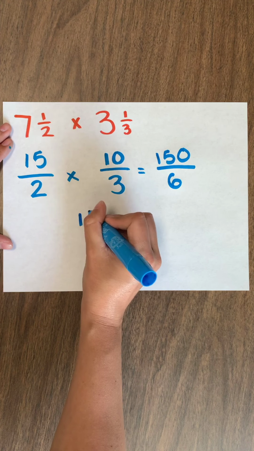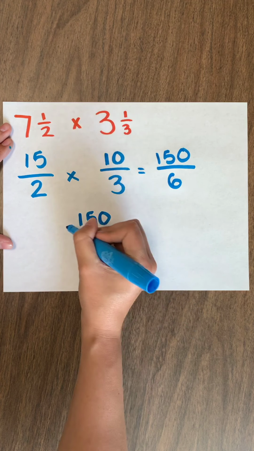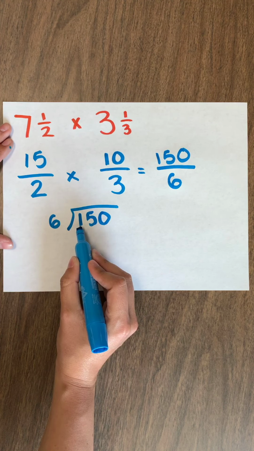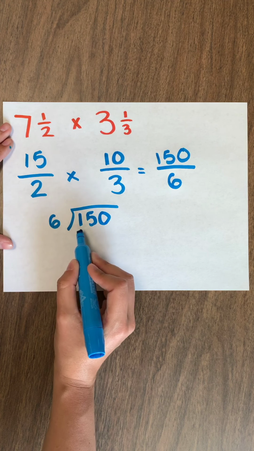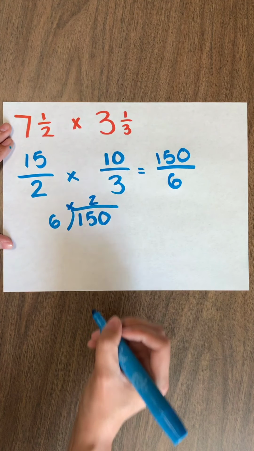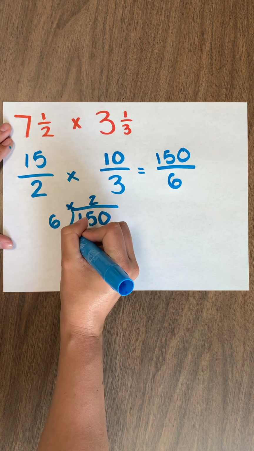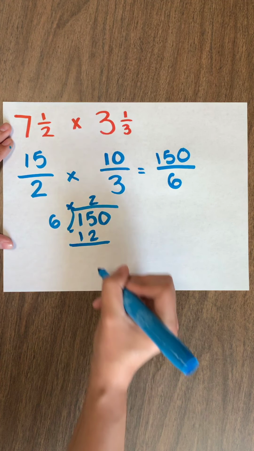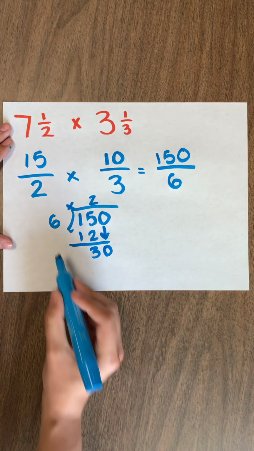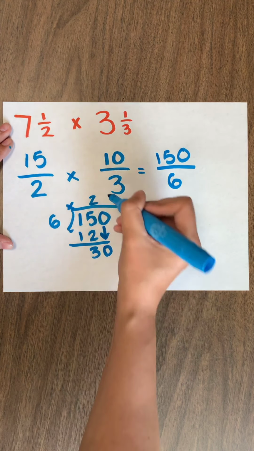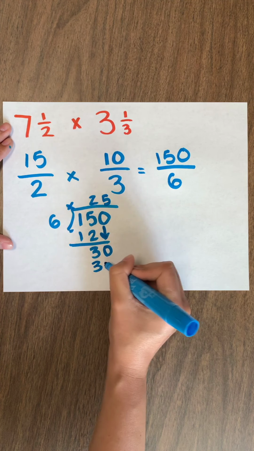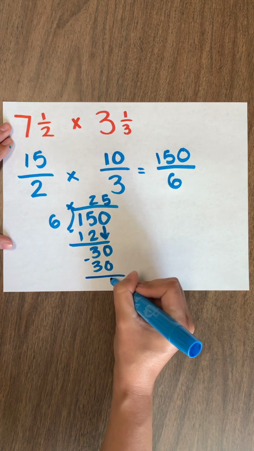So I'll set my problem up down here and give myself a little bit more room. So here we go. How many times does 6 go into 1? It can't. How many times does 6 go into 15? 2 times without going over. 2 times 6 is 12. And 15 minus 12 is 3. Bring down the 0. And then we ask, how many times does 6 go into 30? 5 times. 5 times 6 is 30. And 30 minus 30 is 0.